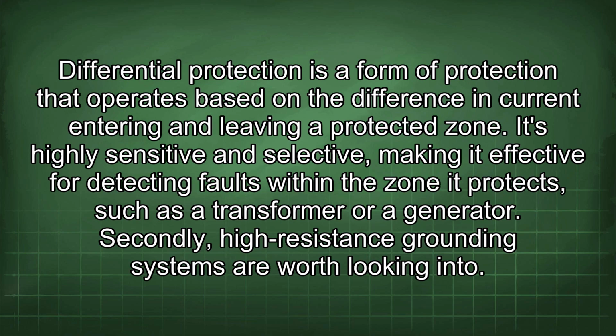Differential protection is a form of protection that operates based on the difference in current entering and leaving a protected zone. It's highly sensitive and selective, making it effective for detecting faults within the zone it protects, such as a transformer or a generator. Secondly, high-resistance grounding systems are worth looking into.